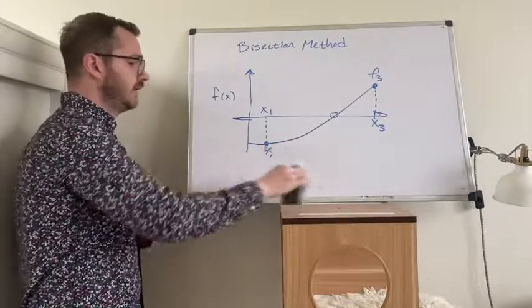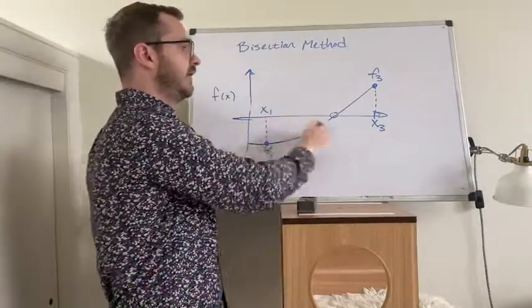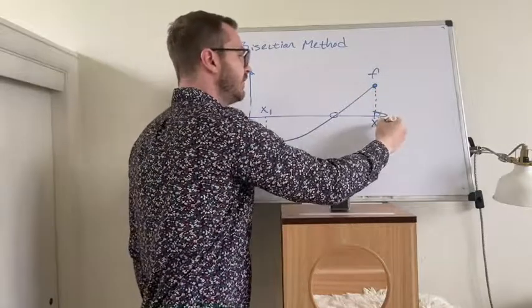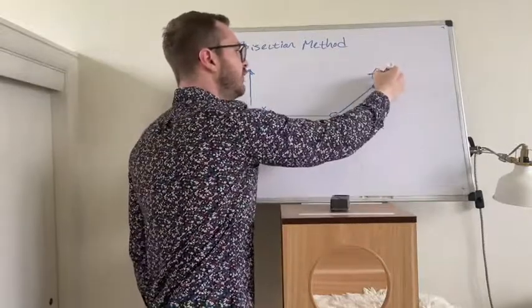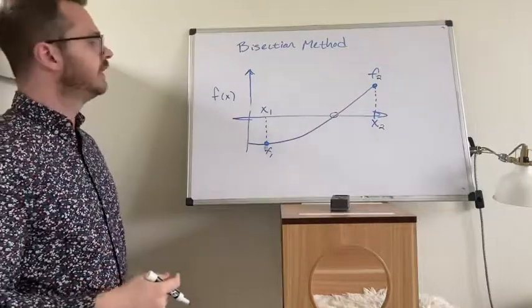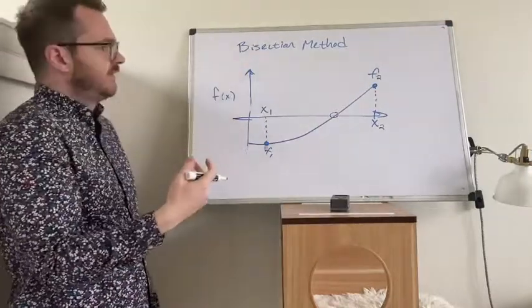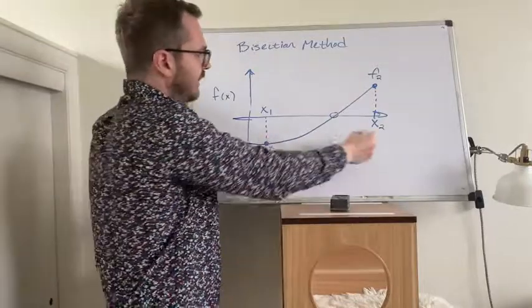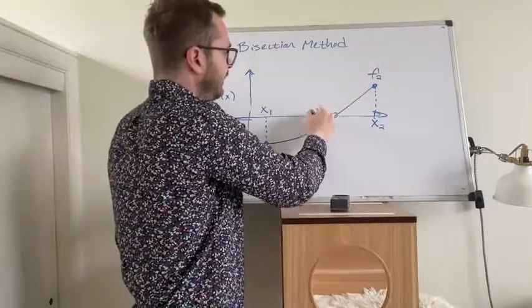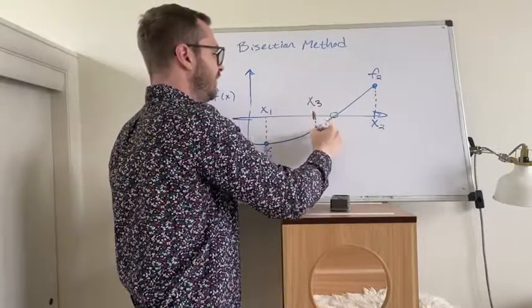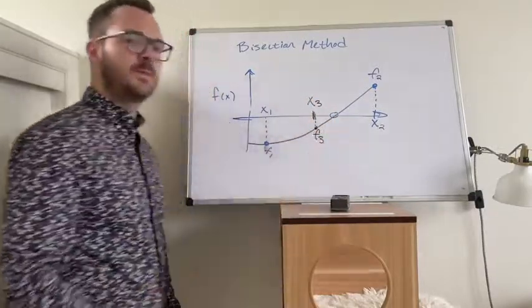So now on this new pass, it's x1 and x3. Let's make this one number 2. So this now is x2, f2, the new x2. So what are we going to do? We're going to bisect it. We're going to come about halfway. Here's about halfway, and we're going to call this one x3, and this f3.